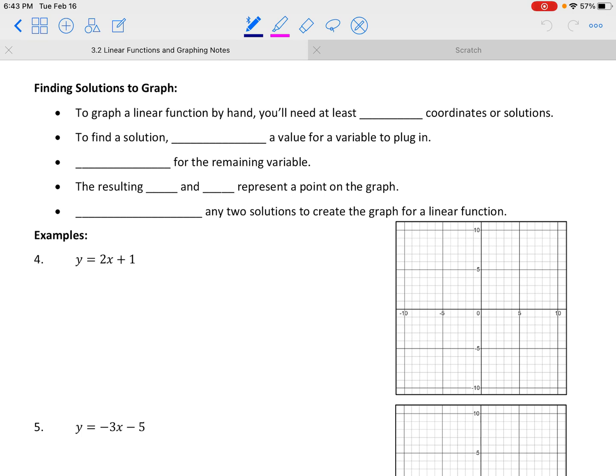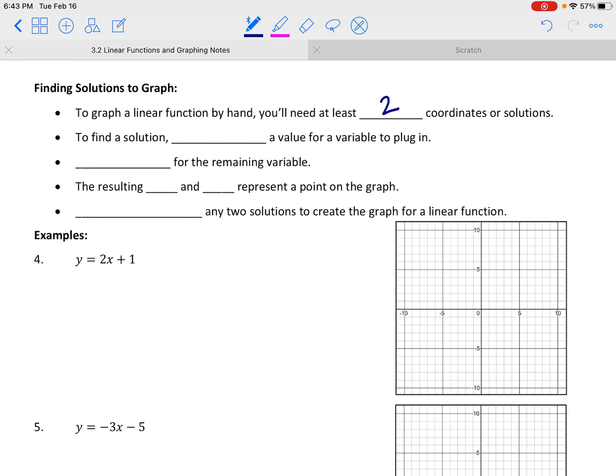So if we're going to try to graph a linear function by hand, we have to have at least 2 points, right? If I want to graph a line, so a line's going to look something like this, for example, I would have to know at least 2 points. If I can plot 2 points, I can connect those 2 points to make a line. So I have to have at least 2 points on my line to make a graph. So to graph a linear function by hand, you need at least 2 coordinates. And remember, the coordinates are just solutions. So how do we find a solution?